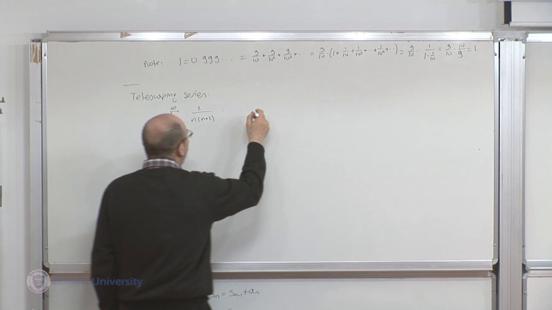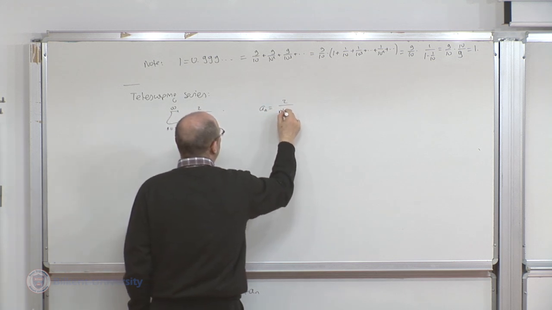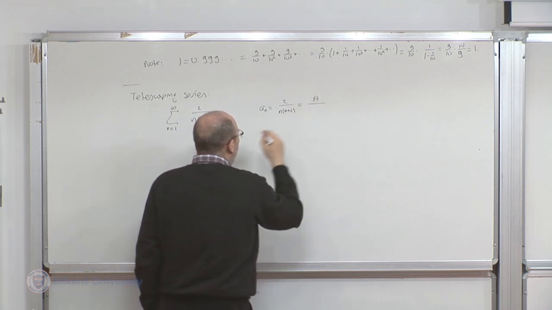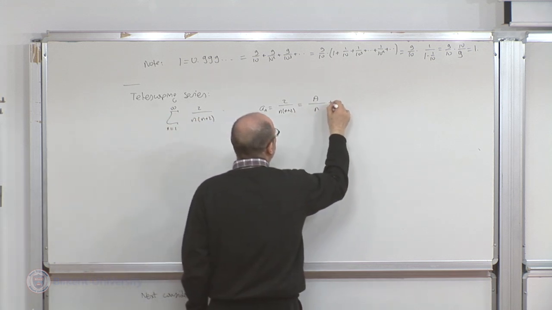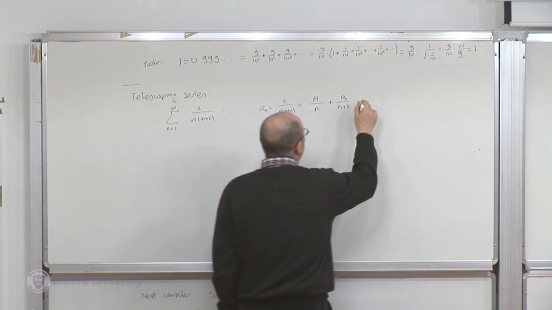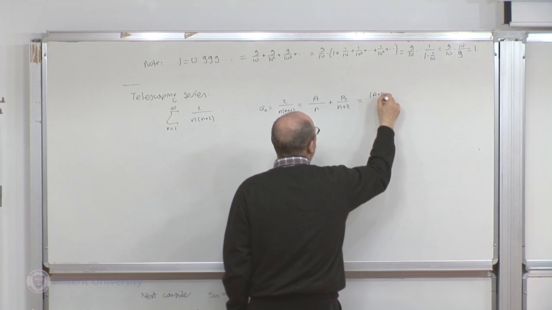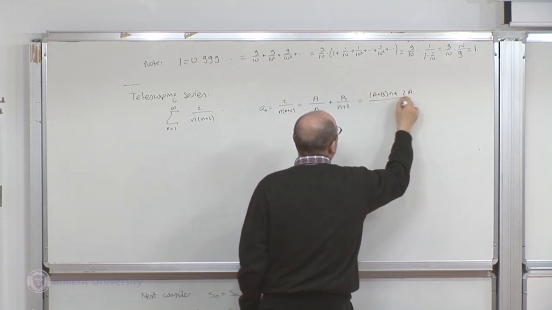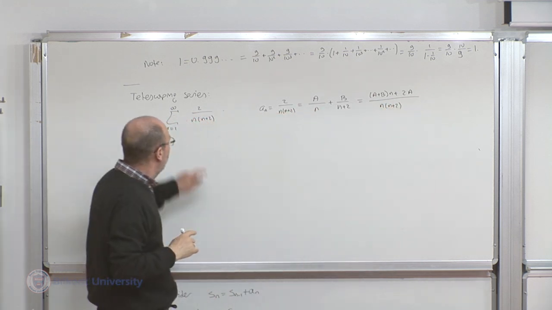So here we'll look at the general term a_n. This is 2 over n(n+2). I want to write it using partial fractions, a over n plus b over n plus 2. So when you do this, this is (a+b)n plus 2a over n(n+2).